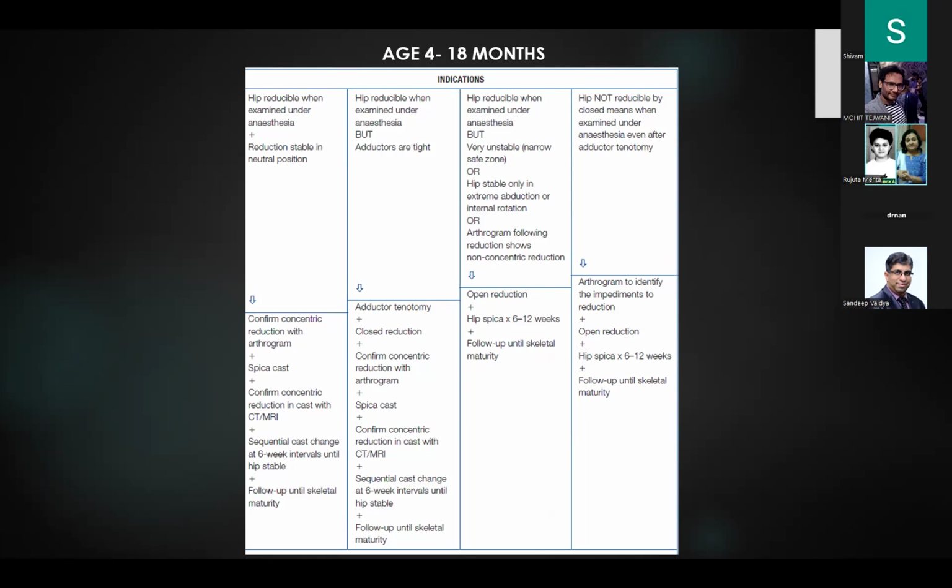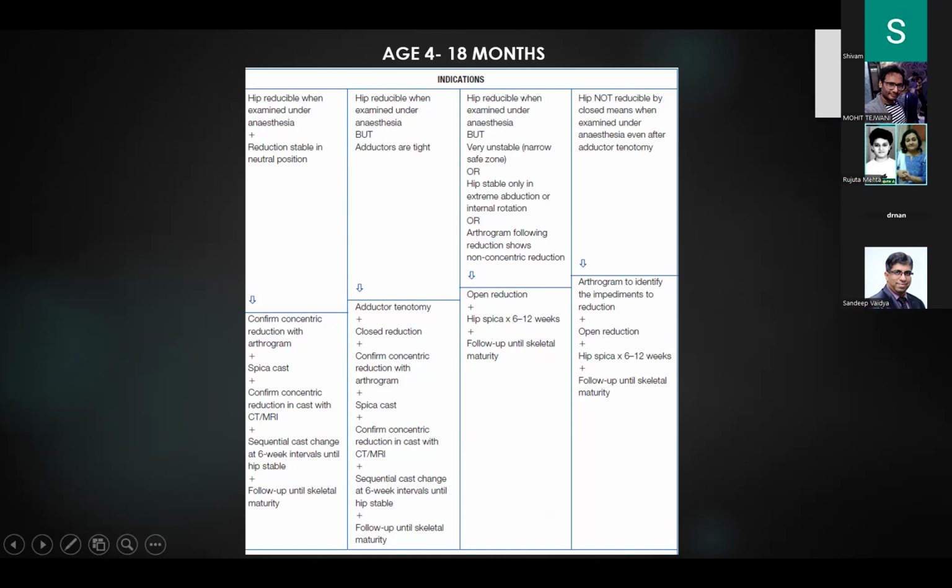If the hip is reducible when examined under anesthesia but the adductors are tight, we couple this with an adductor tenotomy. And if the hip is reducible when examined under anesthesia but very unstable, that is, Ramsey's safe zone is very narrow, or there is very large medial pooling, or the reduction feels very tight, then we usually proceed for an open reduction, followed by, in our setup, a transarticular holding K-wire and a hip spica cast. And then the rest of it is K-wire spica change at 4 weeks, continuation of a spica for another 4 weeks, and then a spica shell which is gradually weaned off. Follow-up has to occur till skeletal maturity.